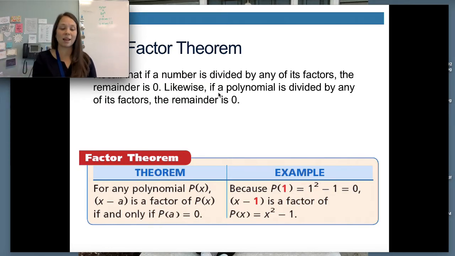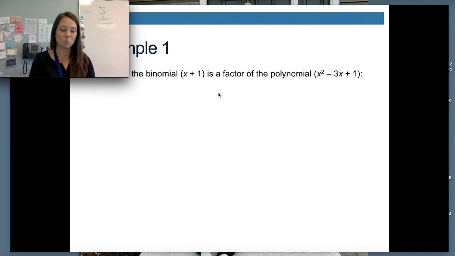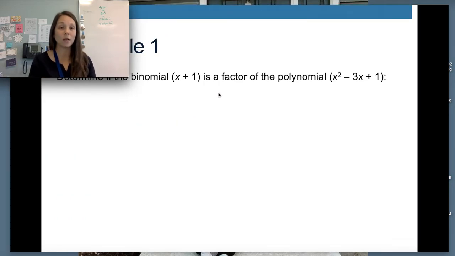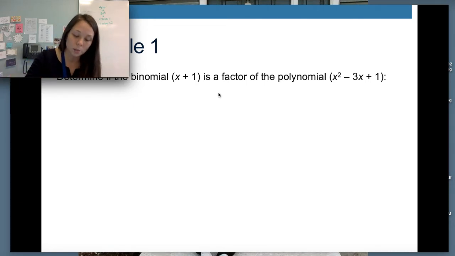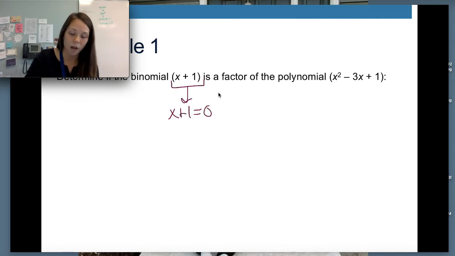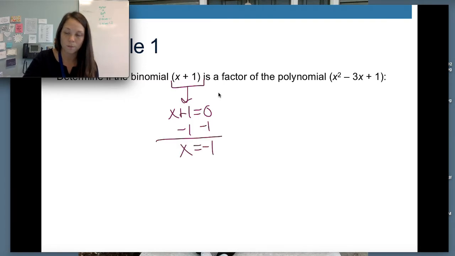So let's put this to practice, looking at example 1. Determine if the binomial x plus 1 is a factor of the polynomial x squared minus 3x plus 1. I'm going to take this x plus 1 and set it equal to 0 and solve for x, so I subtract 1 and I get x equals negative 1. Then I'm going to take that value of negative 1 and plug it in for x into this equation.